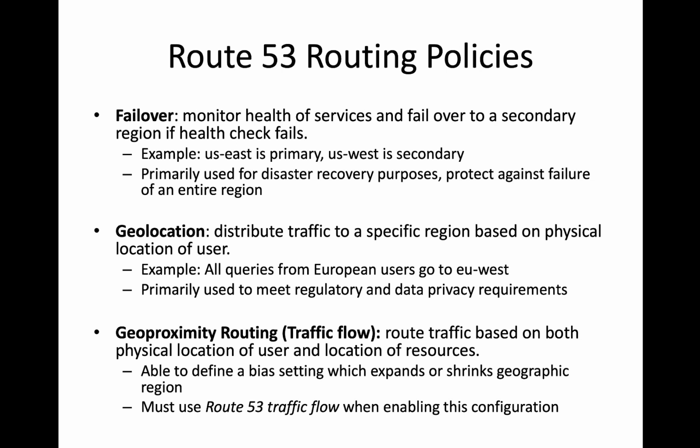And then finally, the geo-proximity routing policy is based on traffic flow. So it's based both on the physical location of the user and the location of resources. So you can actually set specific geographic regions around the world, and you can sort of map those to particular AWS regions.